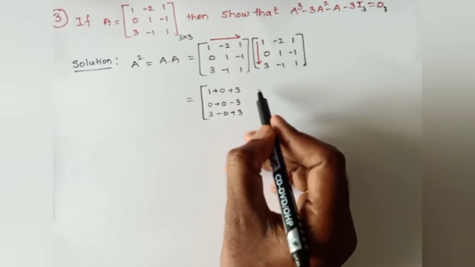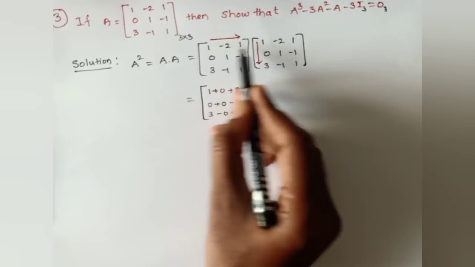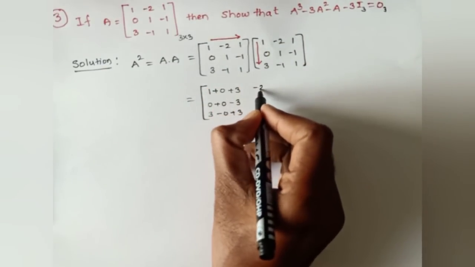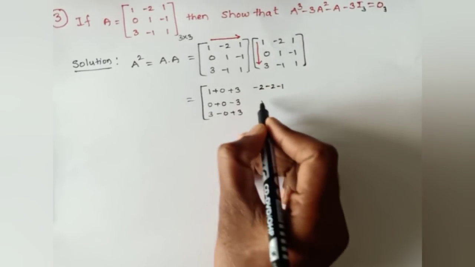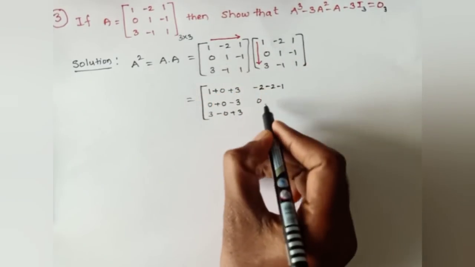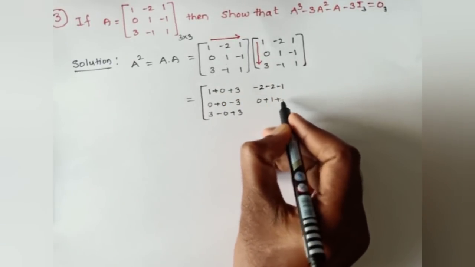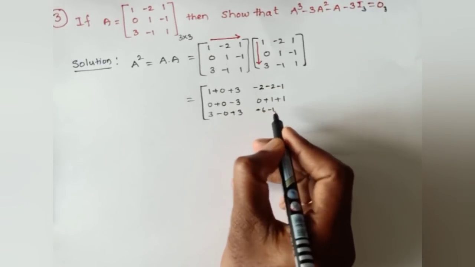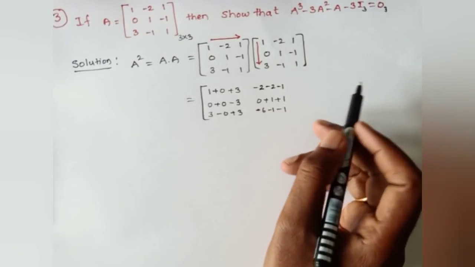Similarly, to get the second column elements of the resultant matrix, you need to multiply the row values with only the second column, that is 1 into minus 2, so it is minus 2, minus 2 minus 1, and it is 0, 1, and this is minus 1 into minus 1, so it is plus 1. So next, this is minus 6 minus 1 minus 1.